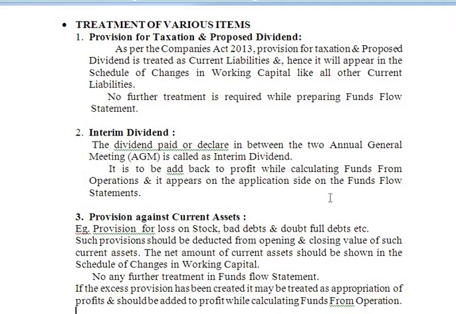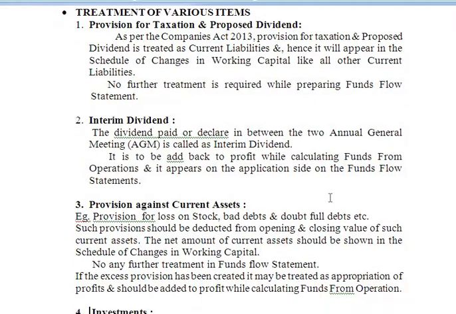Next one is interim dividend. Now what do you mean by interim dividend? It is the dividend paid or declared by a company between two annual general meetings. This interim dividend is considered as a non-operating expense or non-fund item. Therefore it is to be added back to the profit while calculating funds from operations, and it will appear on the application side of the funds flow statement.